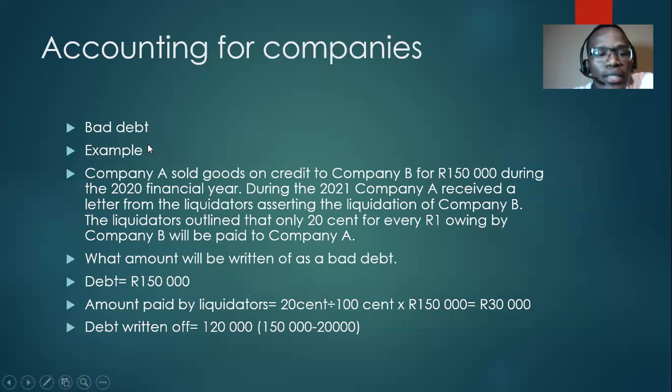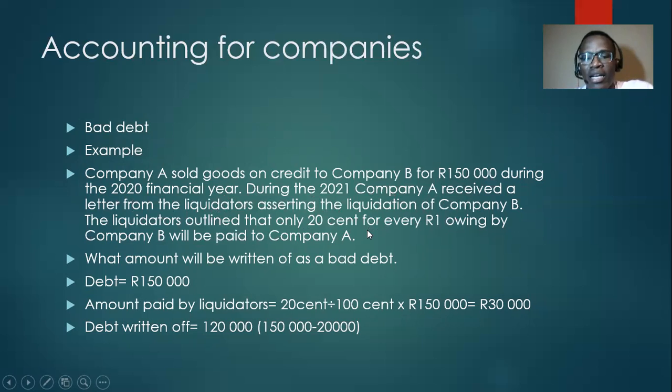For example, say company A sold goods on credit to company B for 150,000 during the 2020 financial year, right? And during 2021, company A received a letter from the liquidators asserting the liquidation of company B. The liquidators outlined that only 20 cents for every rand owing by company B will be paid to company A. So this is what happened.